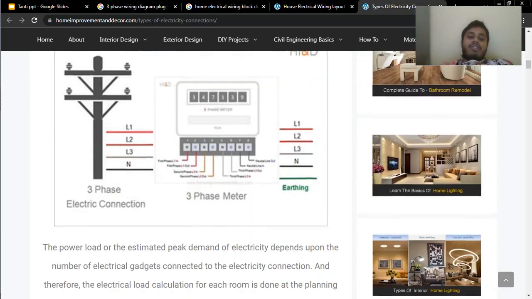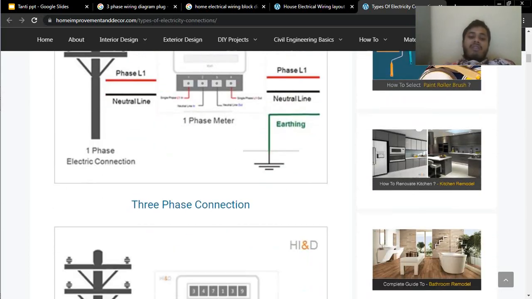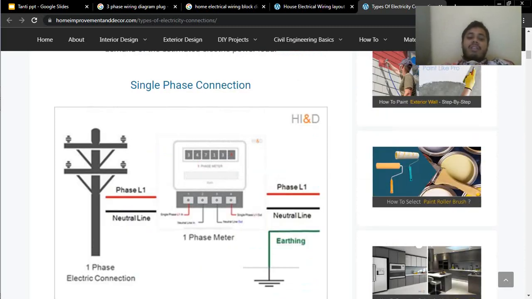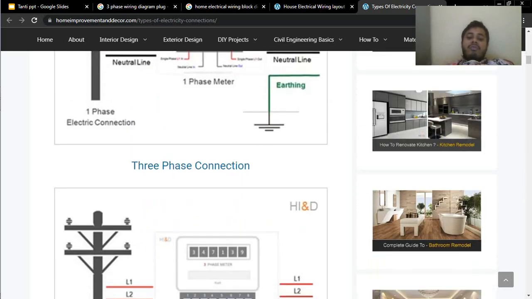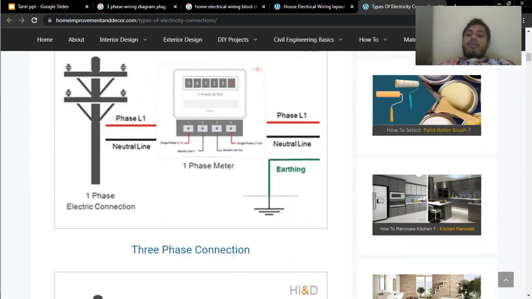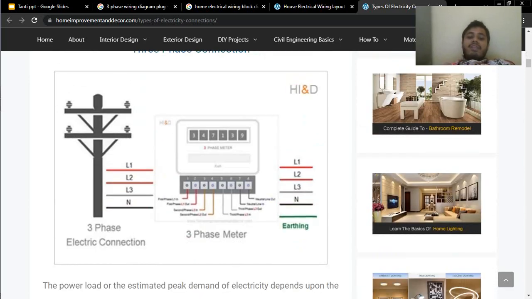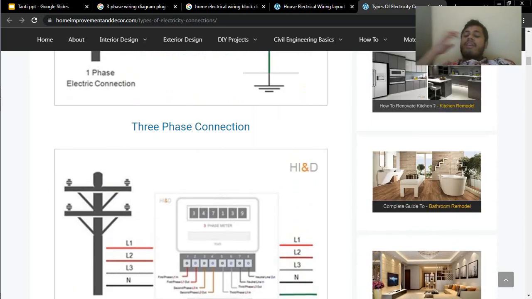Now for three phase connections, as I said, for single phase we have these connections: first the pole, then the energy meter, and then we move on. Later we will use the panel board and MCBs, and in three phase we also use the transformer. That is what we will discuss.